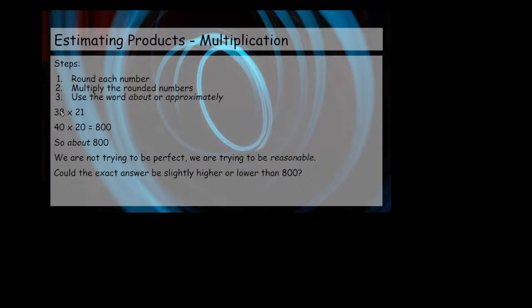We will round 38 to 40 because 8 is the digit to the right. 8 is greater than 5, so we will round it upward. That is 40. For 21, the digit to the right is 1, and 1 is less than 4, right? So we will round down to 20. 40 times 20 equals 800. So the answer is about 800. We are not trying to be perfect. We are trying to be reasonable.